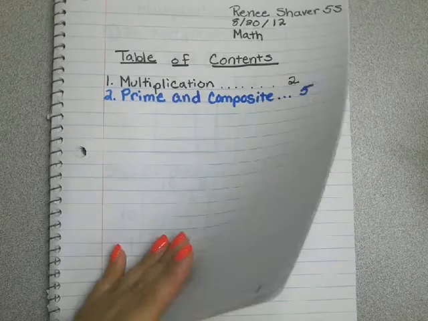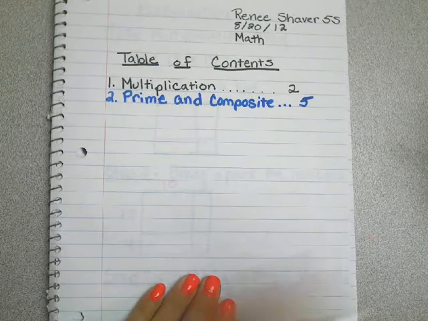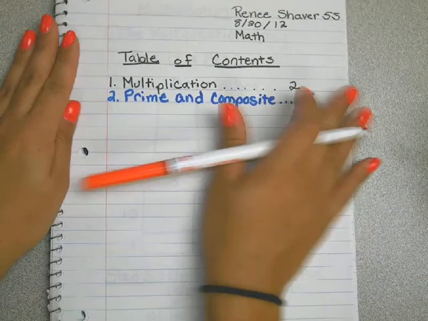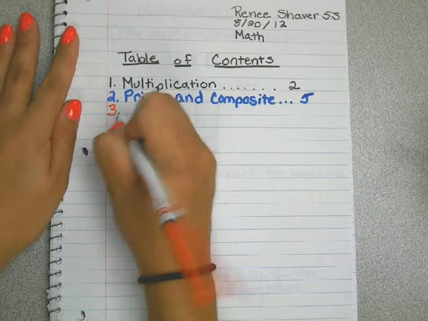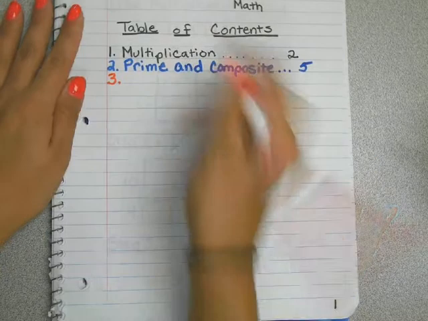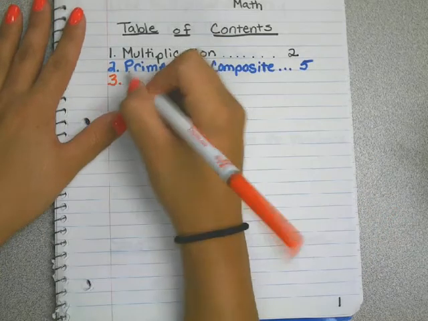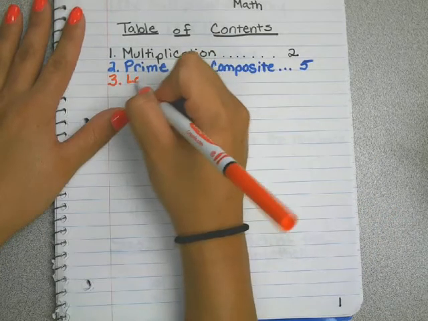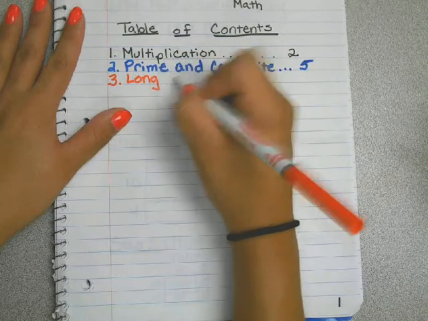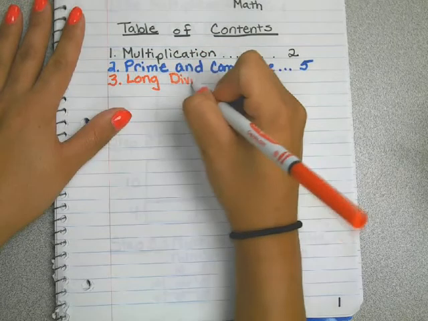So mine, next one is going to be on page 7. Okay? So let's go ahead, number 3 for table of contents is going to be long division. That's really what we're doing.